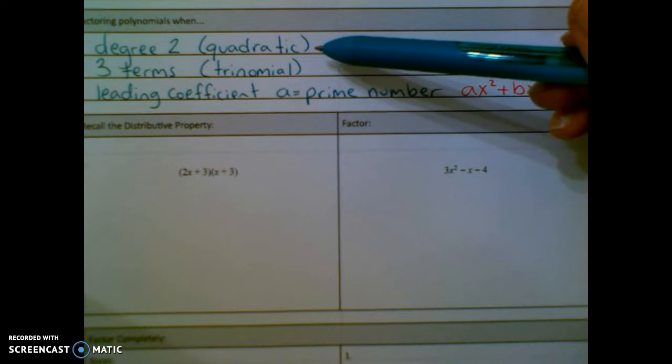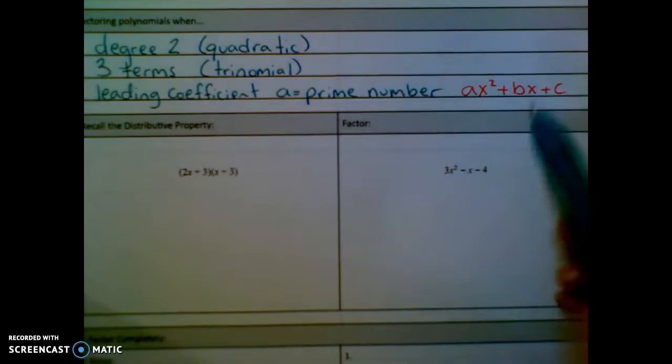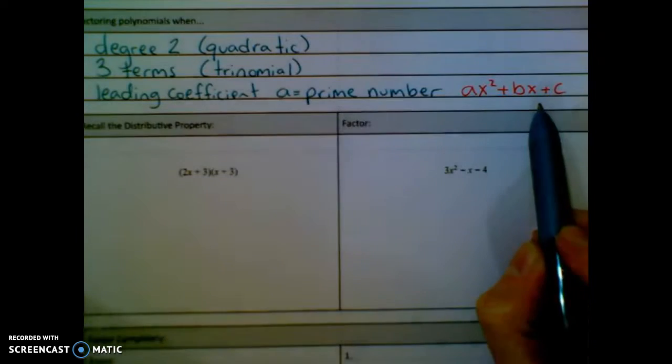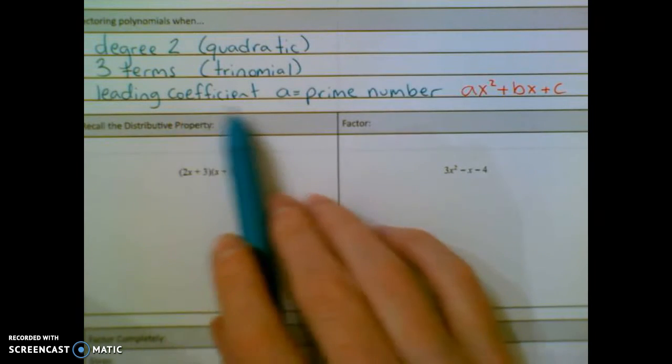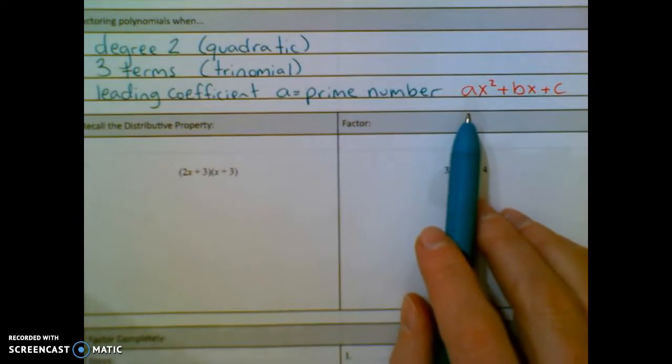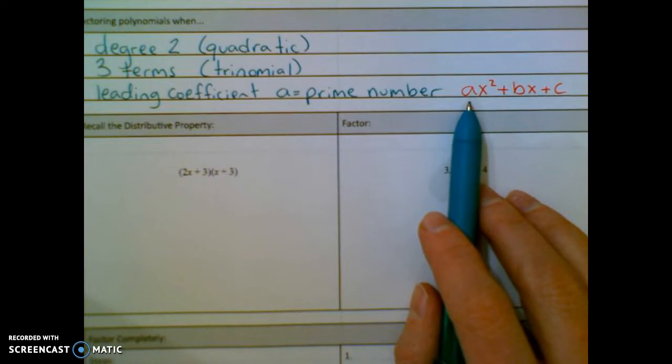So it has to be a degree 2, meaning it has to have an x squared. It has to be a trinomial, meaning it has to have an x squared term, an x term, and just a constant. And it has to have a leading coefficient where a is a prime number. So this can't be like a 4 or a 6 because 4 is 2 times 2. So it's got to be like 2 or 3 or 5 or 7 or something like that. Today we'll do prime, and then tomorrow we'll throw in where this guy could be anything he wants to be.